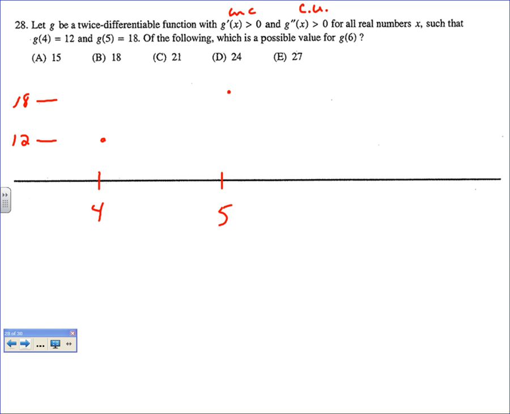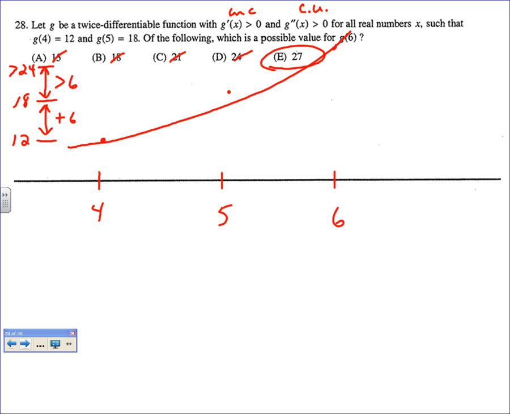So if this is increasing, we know that at 6 it has to be greater than 18, and if it's concave up, this difference between the first two at 4 and 5 was up 6, right? So this next increase must be greater than 6. So we have to be beyond 24. This has to be greater than 24 up here. And so none of these numbers will work, not even 24 itself. It must be 27. We must be up at 27 to get that thing that's increasing and concave up.